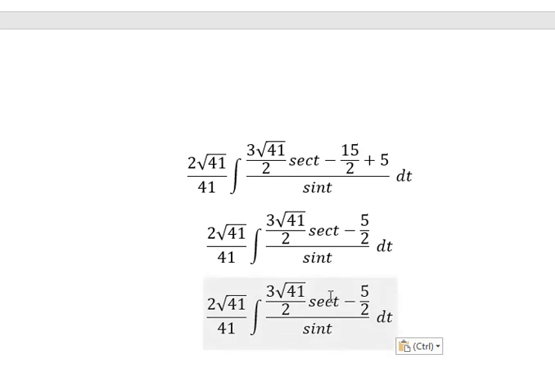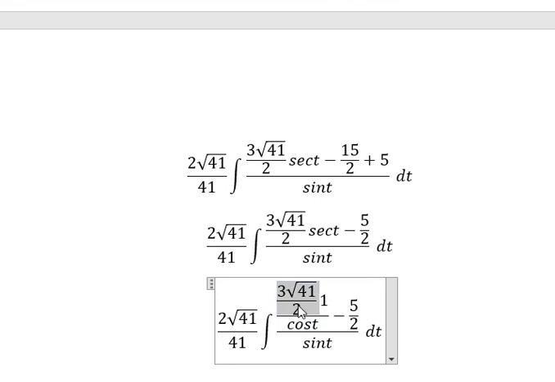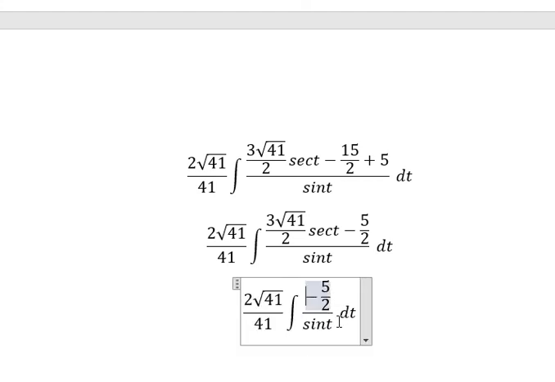And now secant of t we change for 1 over cosine t. So this one multiplied by 1 over sine t and 5 over 2 multiplied by sine t. So you will get like this.